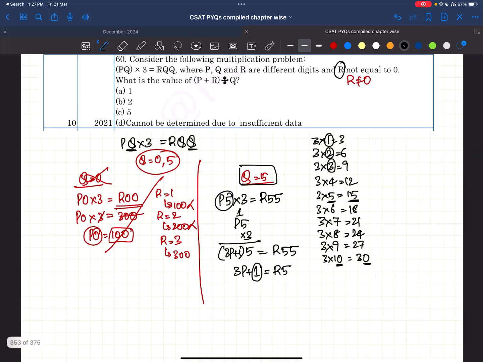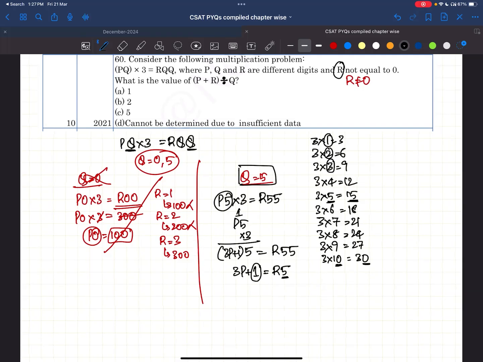This is a single digit number, right? This is units place, right? That means 3P is equal to R5 minus 1. It will become R4. Right? Don't get confused. If you take R as 1, it will become 15, right? From 15, if you minus 1, what will you get? 14. Right? That's why I'm writing here R4.